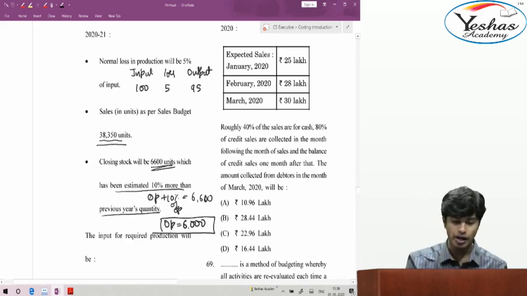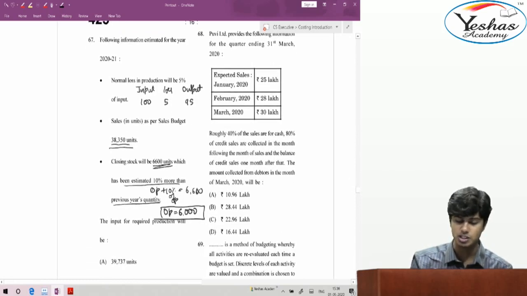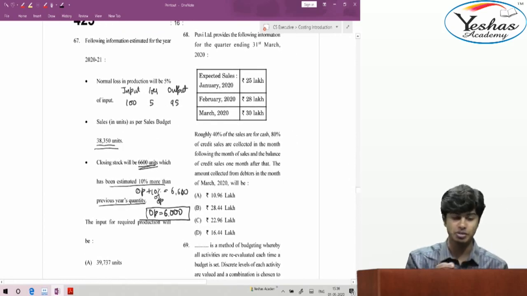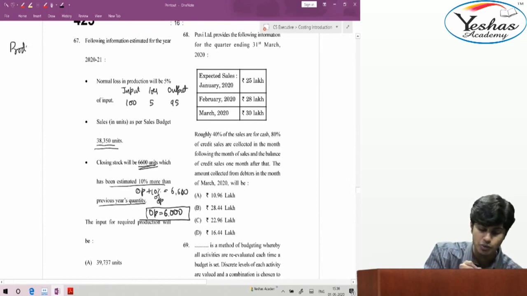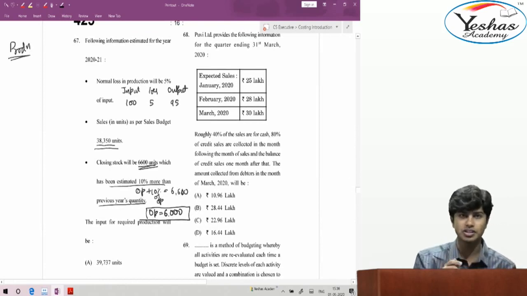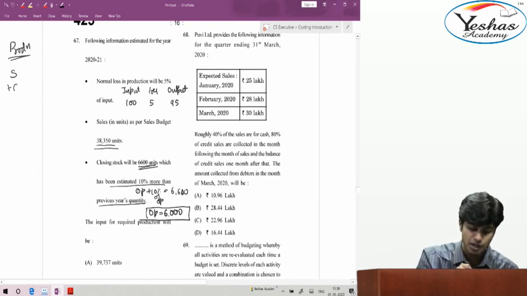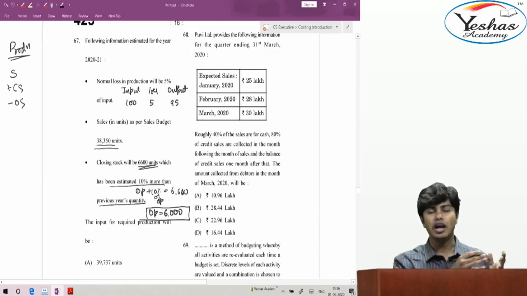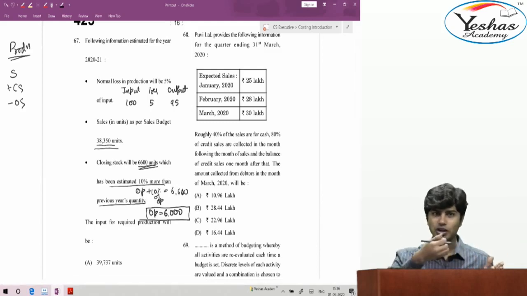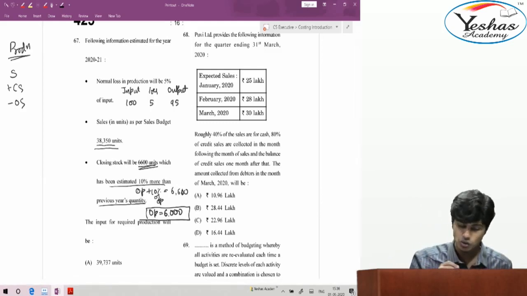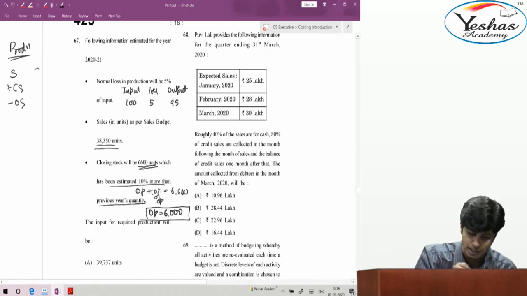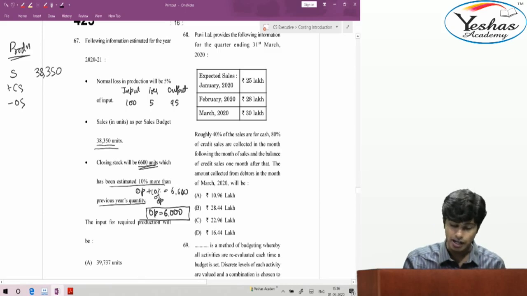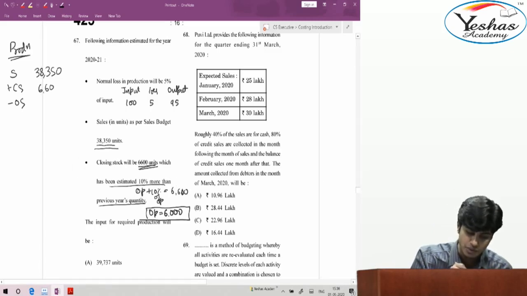You get this? So I had told this to you previously when we discussed our sales budget. When we discussed our production budget, how many units are supposed to be produced? Production budget is sales plus closing stock minus opening stock. How much do you want to sell plus how much do you want to have at the end? Together, if you subtract what you have right now, you will understand how much to produce. So you basically want to sell 38,350 units, and you want to maintain closing stock of 6,600 units, and you only have 6,000 right now. So how much should you produce?